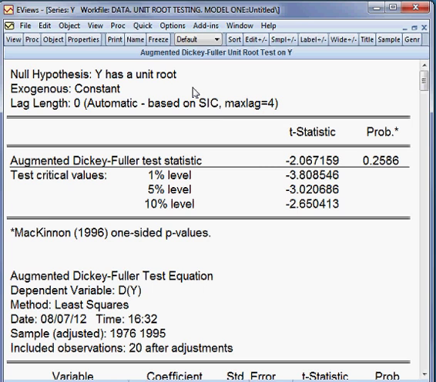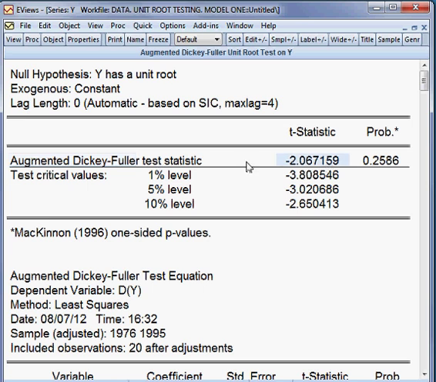And here you can see, what is our null hypothesis here? Y has a unit root. That is the null hypothesis. And here the maximum lag was 4. This is the outcome of the model. Here are two things: one is the t statistic, one is the p-value.